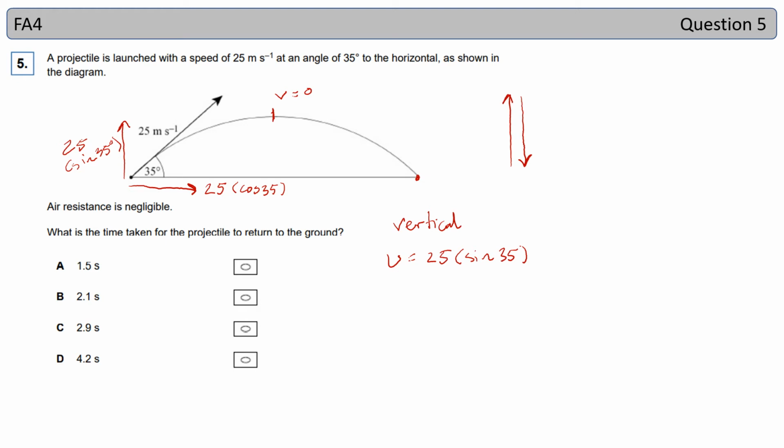And if it's not losing any energy, if air resistance is negligible, then the time that it takes to do this should be equal to the time that it takes to do this. So I can model this just in the vertical and work out the time it will take to get to v equal to 0, the highest point in its flight. I know that my acceleration is minus g, which is minus 9.8.